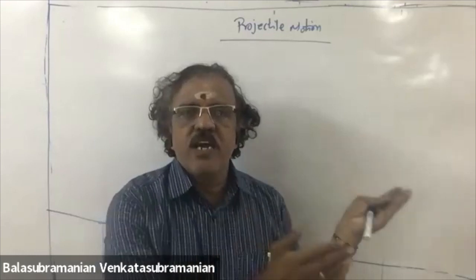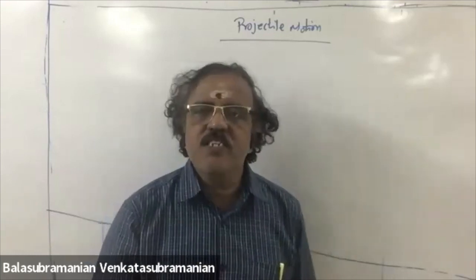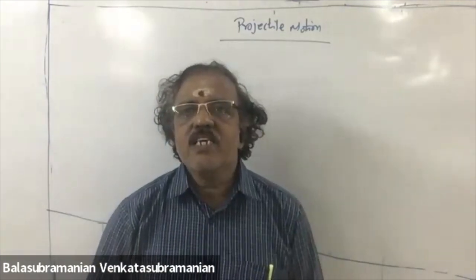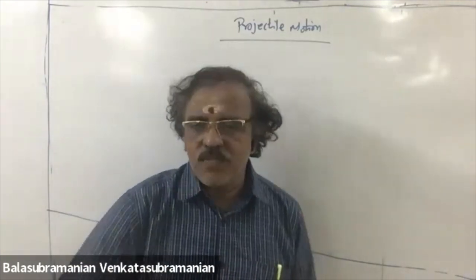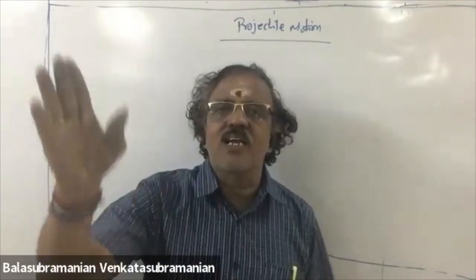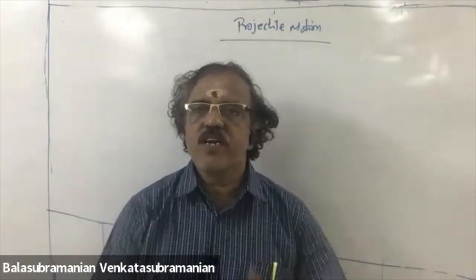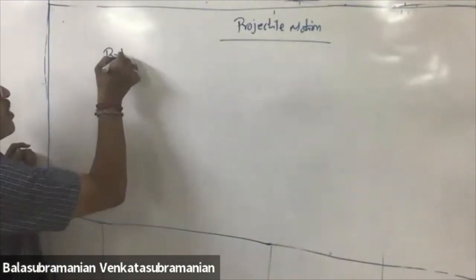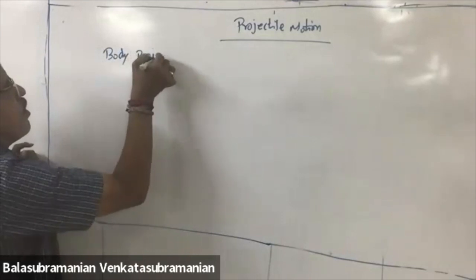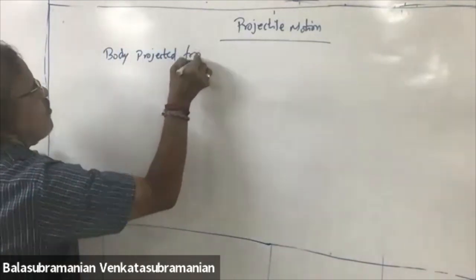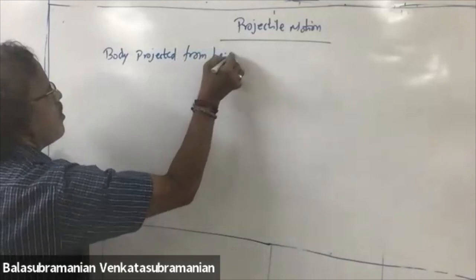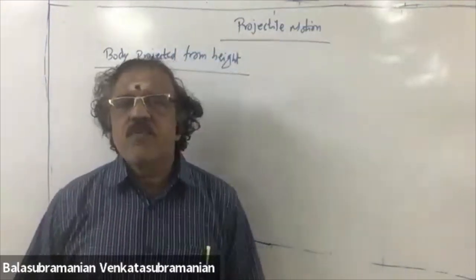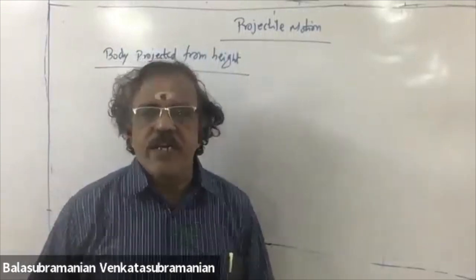Two different things here we have. One is body thrown from a height. Second is body projected from the horizontal ground level at an angle. Two different cases we are going to discuss here. Body projected from height. So first part we will see body projected from height.